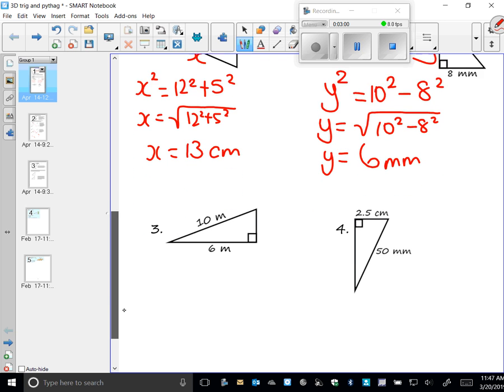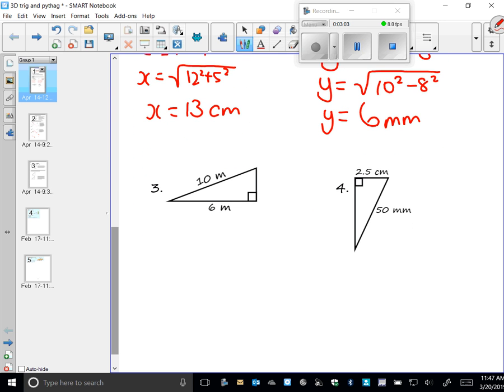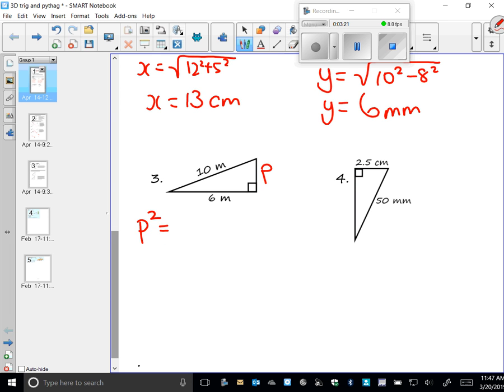Okay, next one. Are we finding long or short? Short. That means we're going to be subtracting. What letter should we use? X. So we have got p squared is equal to 10 squared subtract 6 squared. 8. Thank you.